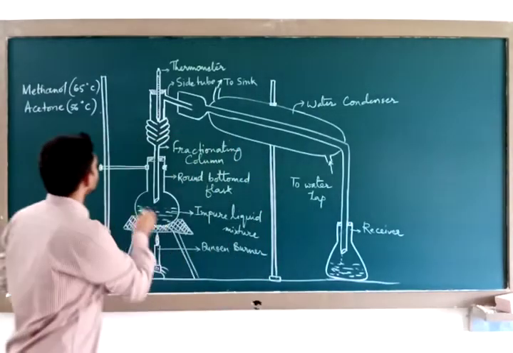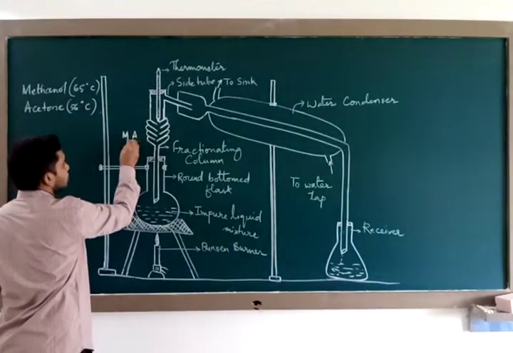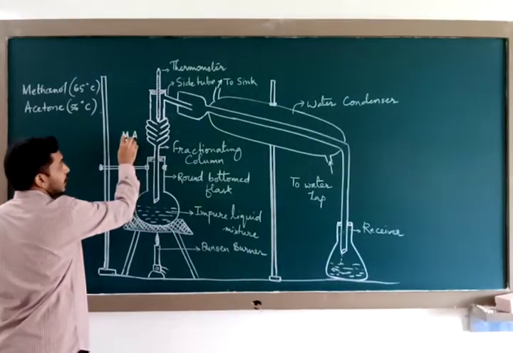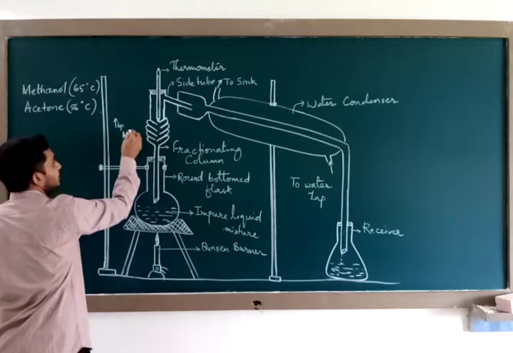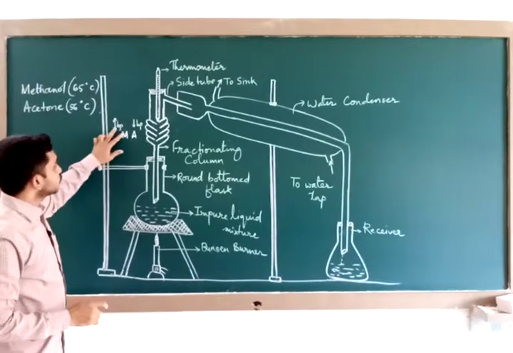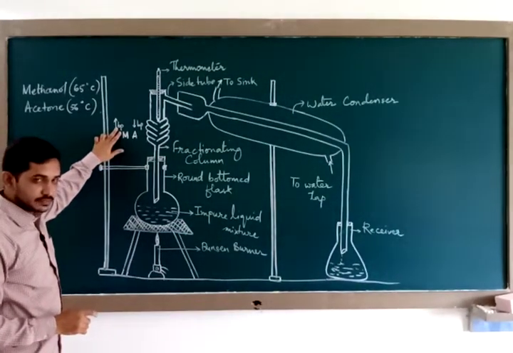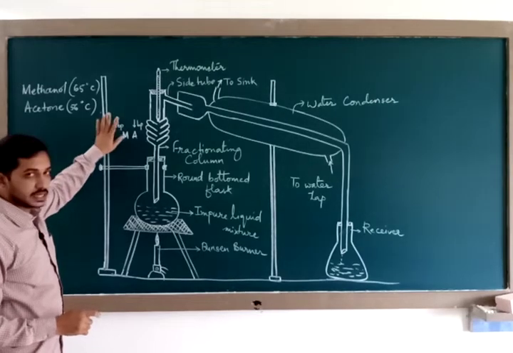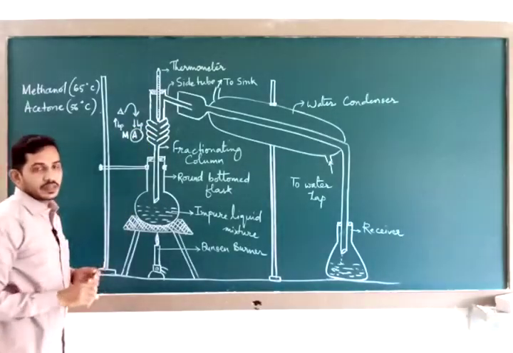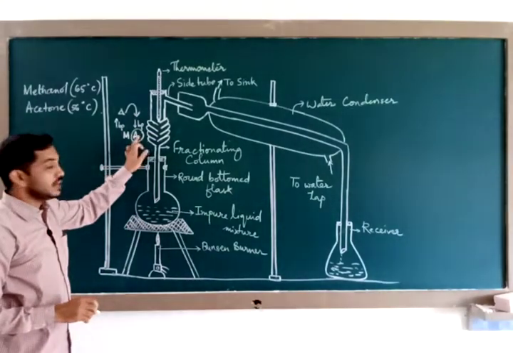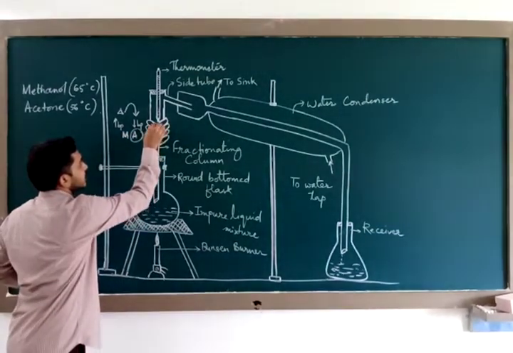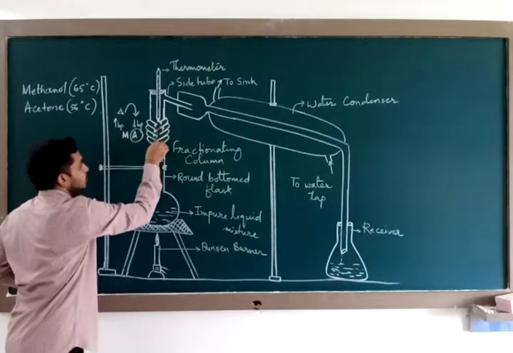So when methanol and acetone both are entering inside the fractionating column here, methanol has the higher boiling point and acetone has the lower boiling point, then the vapors of methanol have a tendency to condense first. In doing so, it liberates heat. That heat is taken up by acetone. Therefore, acetone will remain in vapor form only, whereas methanol, after striking these ridges and graduations, falls back.